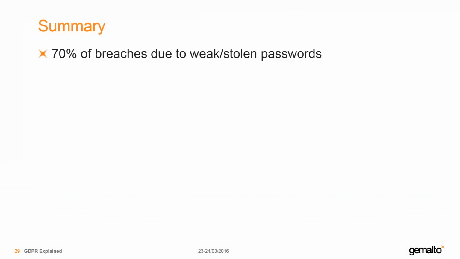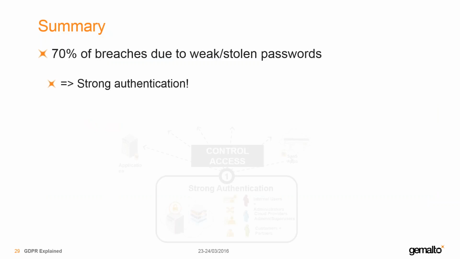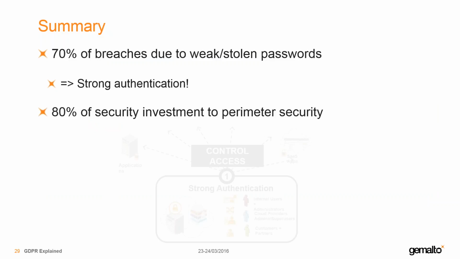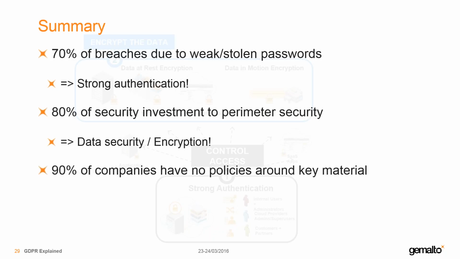In summary, as I said, 70% of the breaches are due to weak and stolen passwords. Gemalto has its own two-factor authentication solution that you can use to avoid using passwords when using VPN access, cloud applications like Office 365, anything that uses SAML or ADFS. 80% of the security investment goes to perimeter security. You should also invest, or you must also invest now, in data security or the encryption of the data, which is using one of these connectors that I just explained.